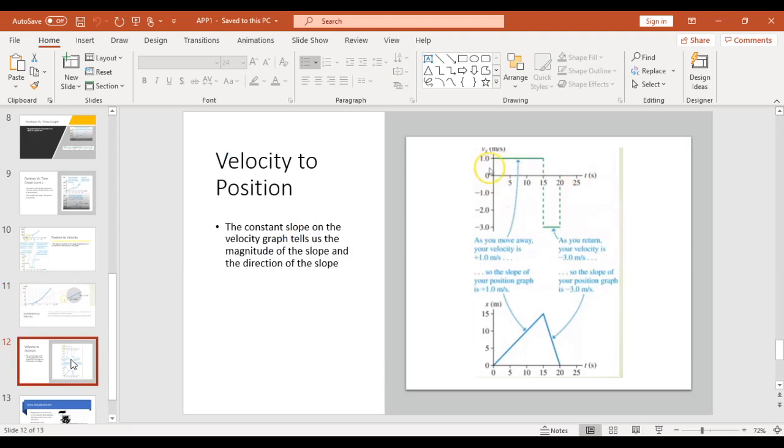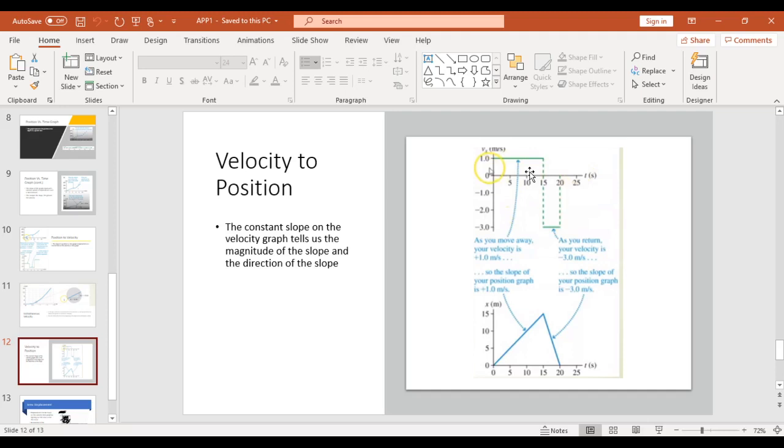So I've told you how we can get from position to velocity. The same process applies to velocity to position. What we have here is a constant line that is not changing, right? So velocity isn't changing. In this case, we are traveling at 1.0 meters per second for 15 seconds. So what does that tell us about the slope on the position versus time graph?